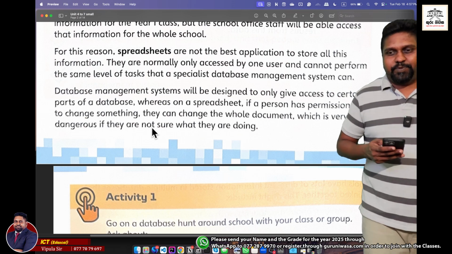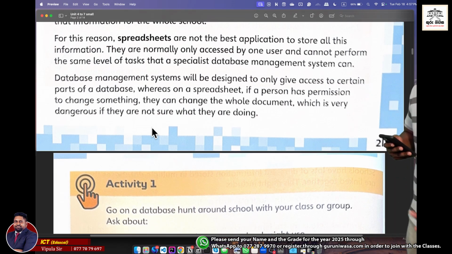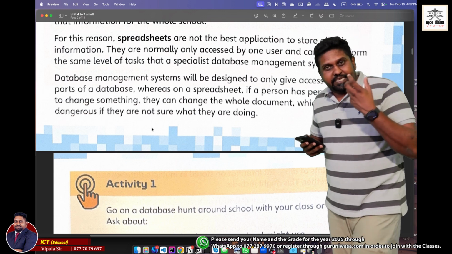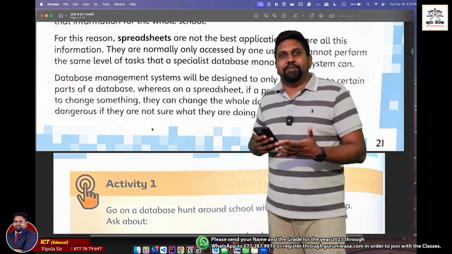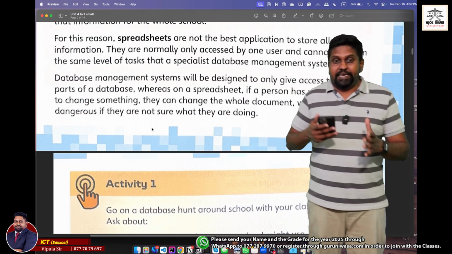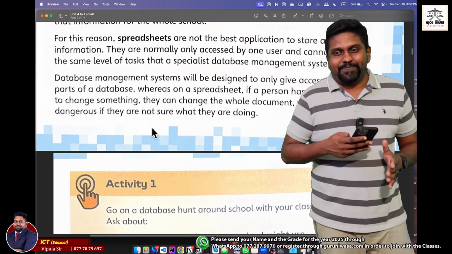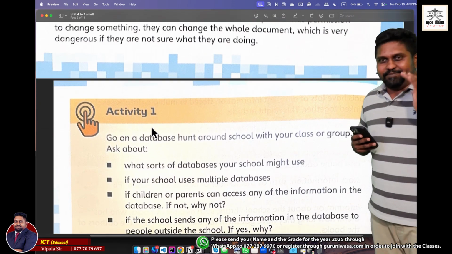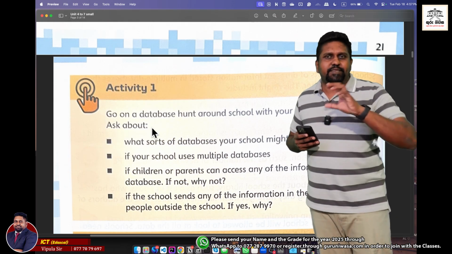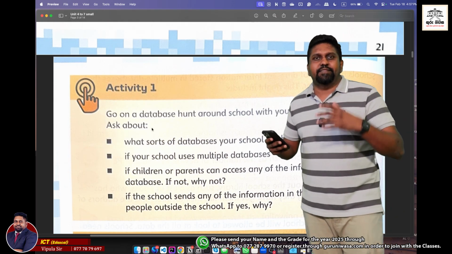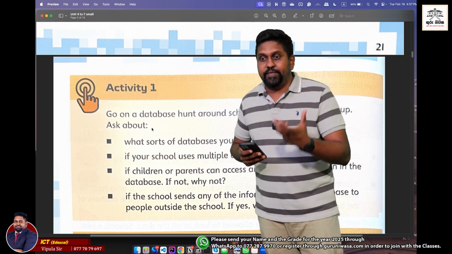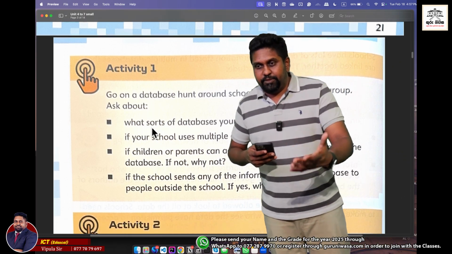So how do you do that? There are different permissions and permission management systems when it comes to databases. Okay, so that is why we use this thing called database management systems. Now, just get a brief idea. You don't have to write this down. Just know that the concept is, the data should not be shared, and the data needs to have a particular permission.